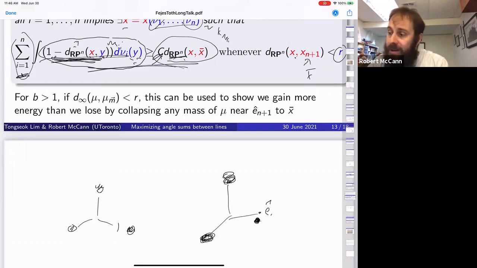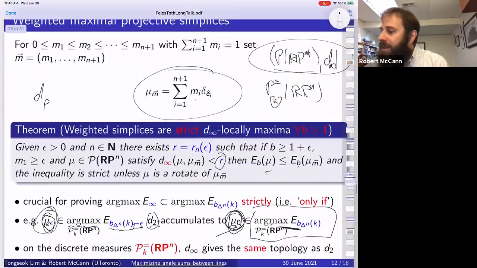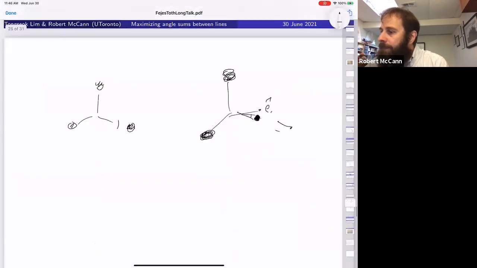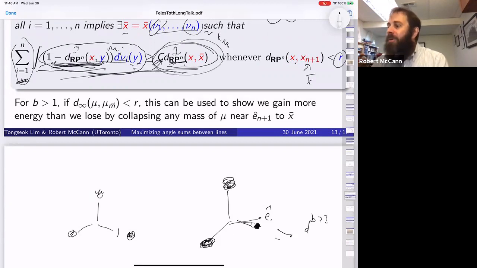Now I can hope to win a little bit by concentrating to a point, except I also lose because before, the angles of all these lines were contributing something to the total angle sums, and when I concentrate at a point, they're now contributing 0. And so I have to balance the amount that I win against the amount that I lose. But the amount that I lose is somehow proportional to d to the b, where b is bigger than 1. And this inequality is telling me the amount that I win is proportional to d to the 1. And for b bigger than 1, d to the b is always less than d to the 1. And somehow that's the flavor of the argument that tells me that I can win a little bit of energy by concentrating at this point.